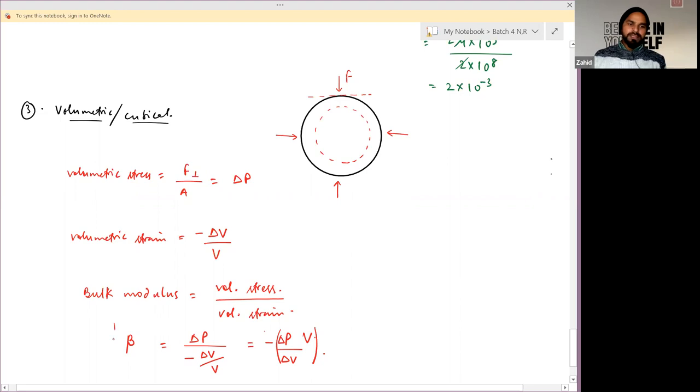Now, this bulk modulus defines you compressibility or rigidity of that particular object. So it will be termed as compressibility. Okay, just write it down.